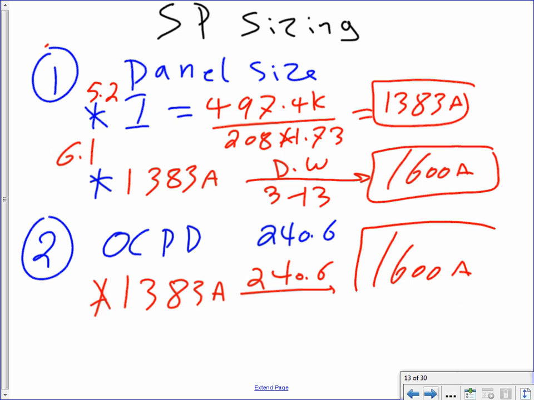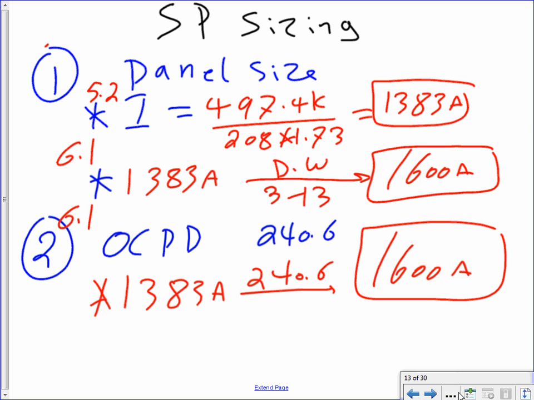You guys remember what Todd said yesterday? The panel size is the size of the copper or aluminum inside the panel. The overcurrent protection device is the size of the circuit breaker ahead of it. Almost always they're the same, but they could be different too. So I have a 1600 amp circuit breaker. In 240.6, service equipment and sub panels, this is also 6.1. These two are 6.1, I call both of them 6.1, so you can correlate to what you're doing.